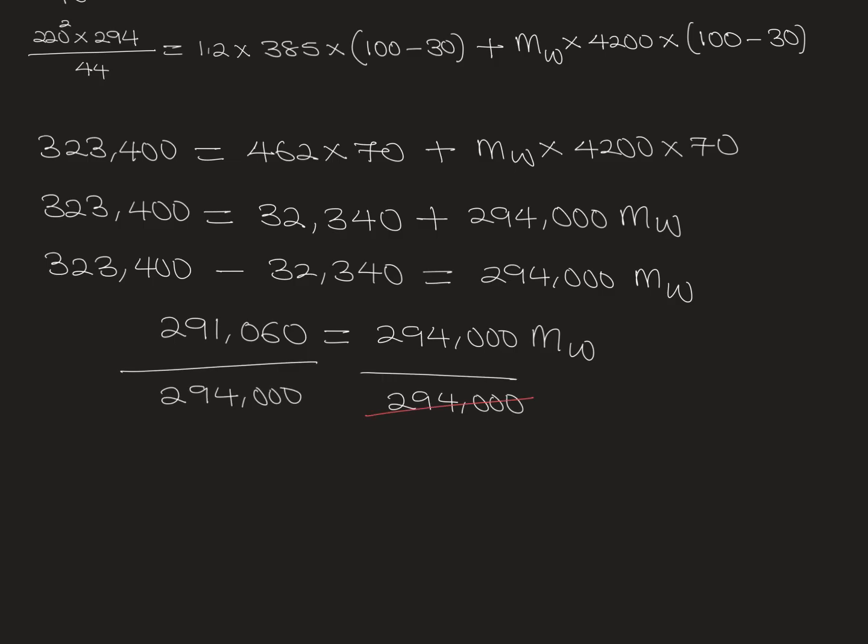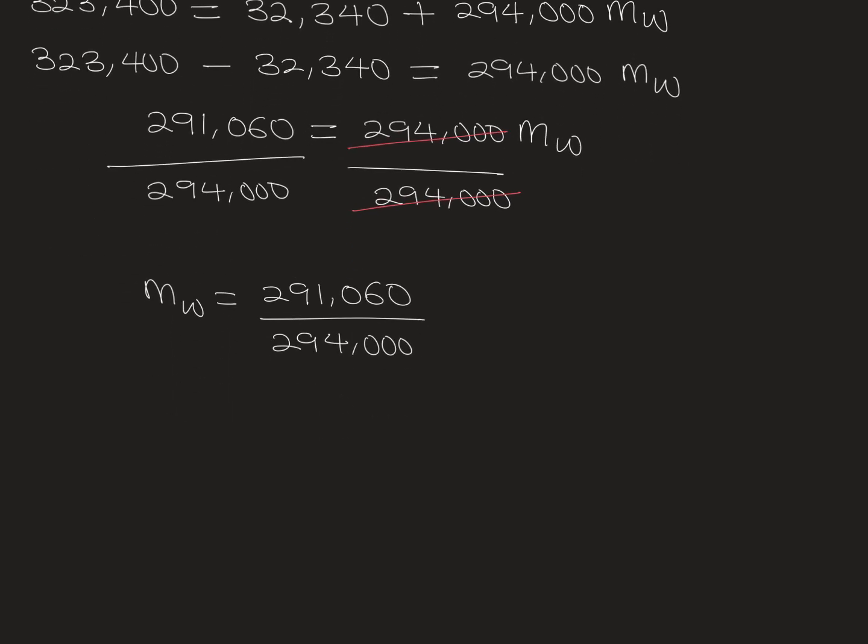So that will cancel this. That is to say, we can say the mass of the water is equal to 291,060 divided by 294,000. So that gives the mass of the water as 0.99 kilograms. If you want to convert that to grams by multiplying it by 1000, you will have 990 grams. That was the initial mass of the water before it begins to boil.